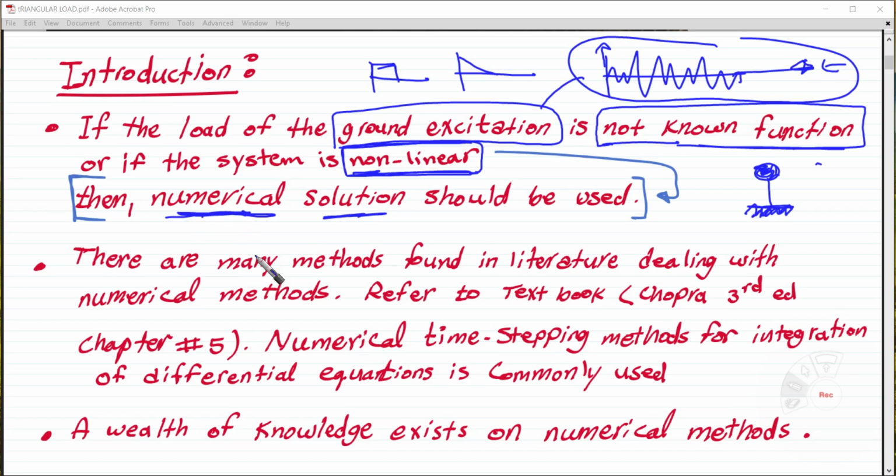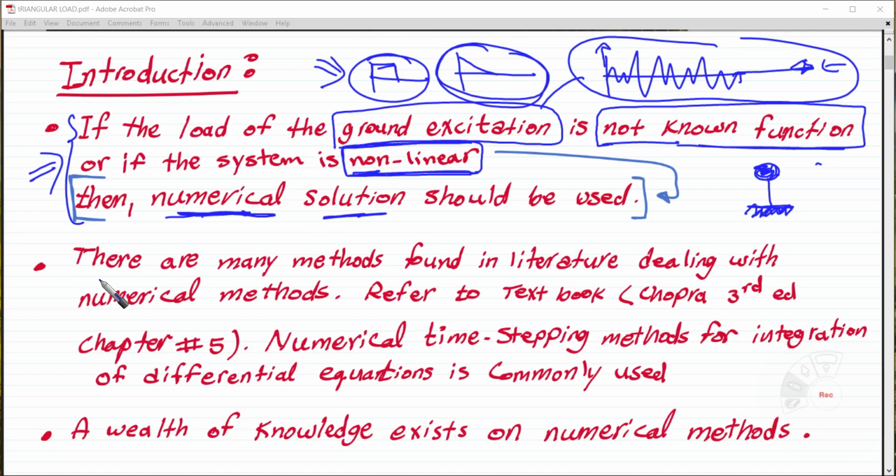As I said many times, this is mainly because we are going to solve differential equations, and unless the load pattern is known for us, we are not going to find a closed form solution. This means that we need to go to the time-stepping methods or numerical solutions for the solution of the differential equation. Okay, so this is an important hint. I'd like to keep it in our mind before going into this topic.